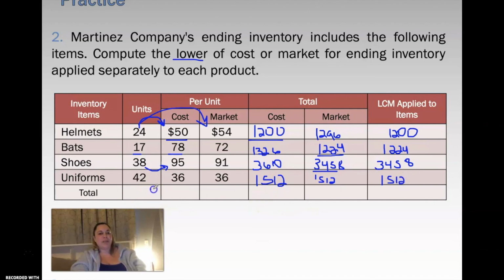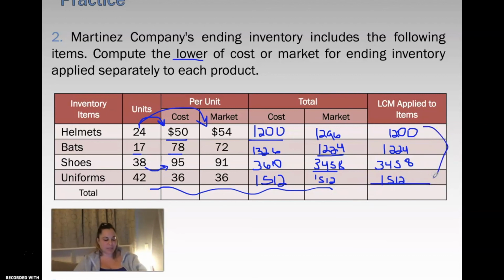Okay, to finish this, you don't have to fill in anything over here. It's just the final column. So take a moment to add all these numbers up. You should get 7,394. So that's what the value of our inventory would be. So that's not too difficult. Like I said, you just pick the lower one each time.